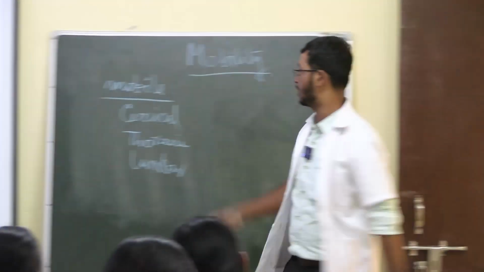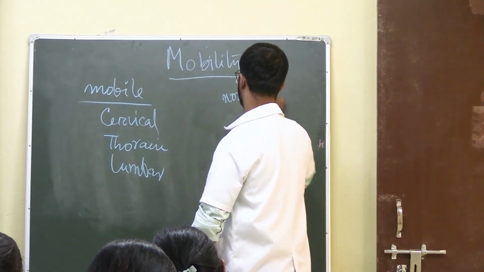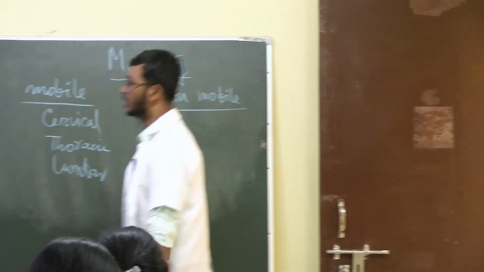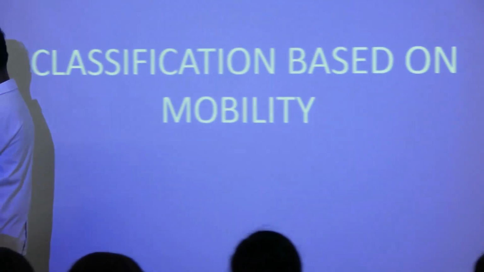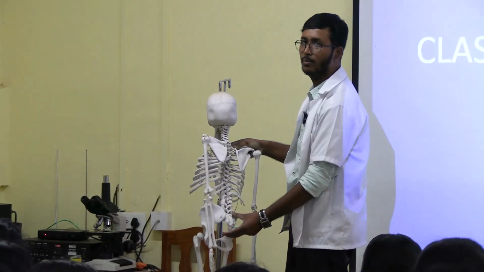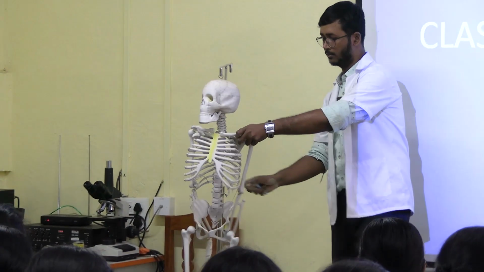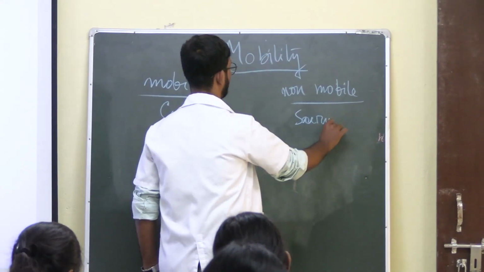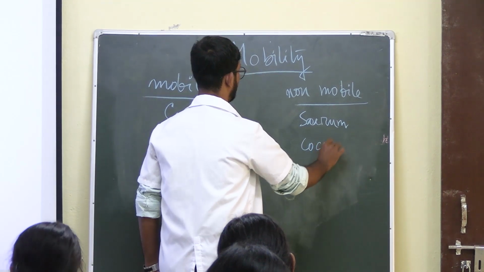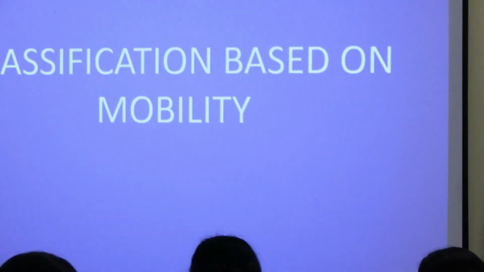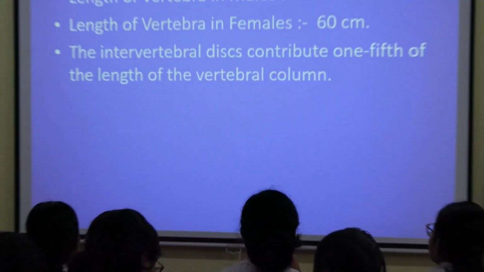Now coming to non-mobile vertebrae. The other 2 vertebrae are non-mobile, because we cannot move our sacrum as well as coccyx. These things we cannot move. This part is our sacrum and this is our coccyx. So this whole part we cannot move. Okay. So non-mobile are sacrum and coccyx. So, mobile vertebrae, non-mobile vertebrae.